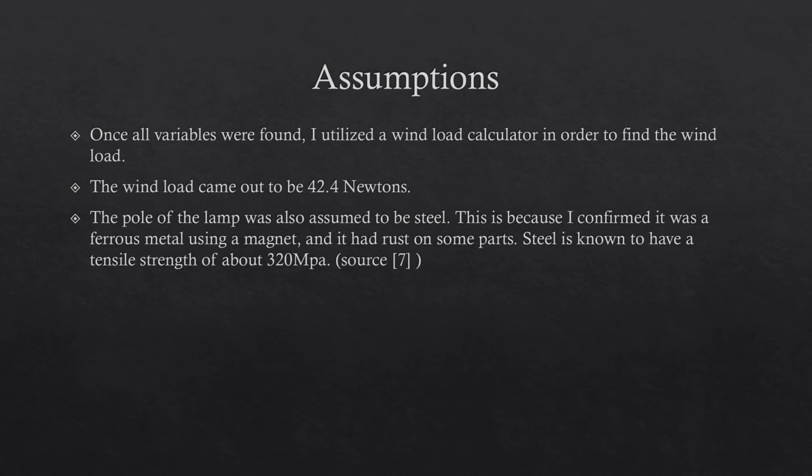The pole of the lamp was assumed to be steel. This is because I confirmed it was a ferrous metal using a magnet. It also had rust on some parts of it. Steel is known to have a tensile strength of about 320 megapascals.